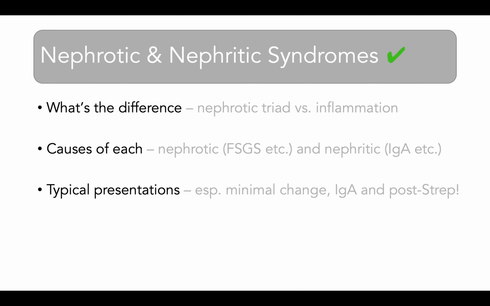So great, that's nephrotic and nephritic syndromes covered. So we went through the difference between the two. Always remember the nephrotic triad versus inflammation and hematuria in nephritic syndrome. We looked at the causes of each, so FSGS and minimal change for nephrotic syndrome, and IgA and post-strep for nephritic syndrome. And we looked at the typical presentations of each of these. So minimal change has a child with frothy urine. IgA features it being synpharyngitic, and post-strep, which occurs obviously post a streptococcal infection.